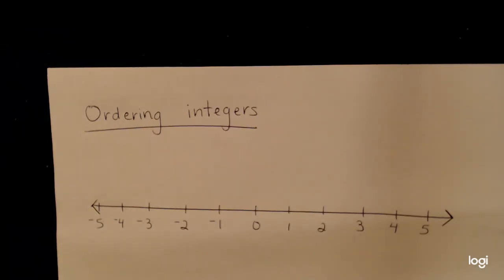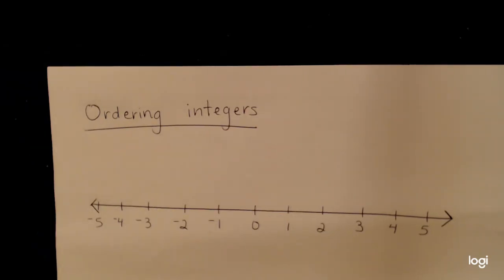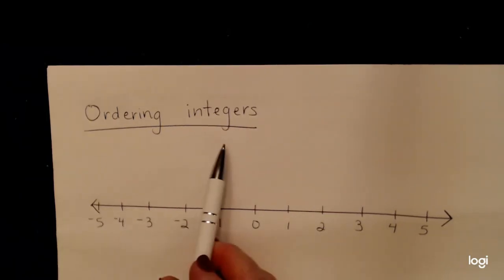Today we are not going to be using our blue math books. We're actually just going to do a simple activity to prepare us for ordering rational numbers. But today we're just going to look at plain old integers. We're going to order integers.